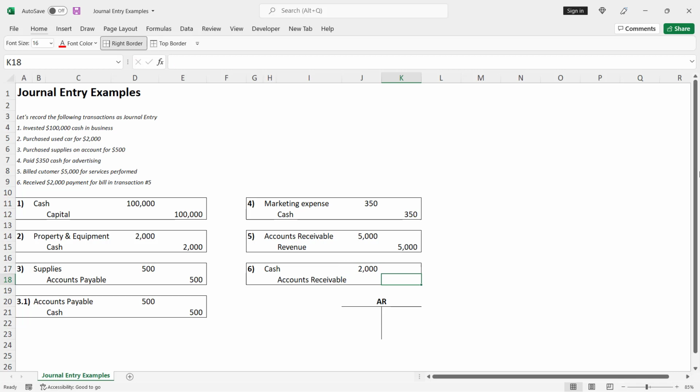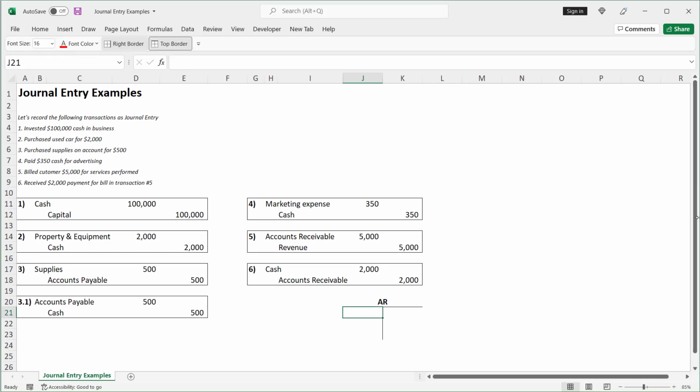The tendency is to want to credit revenue now, but in fact, we've already recognized the revenue in transaction number 5. So if we credit the revenue again, we're going to double count it and we'll have $5,000 and $2,000 revenue in our income statement when we only want $5,000, which we've already recorded. So what's happening, the accounts receivable are actually going to go down and the amount that the client owes us is actually going to go down. So we credit accounts receivable for $2,000.